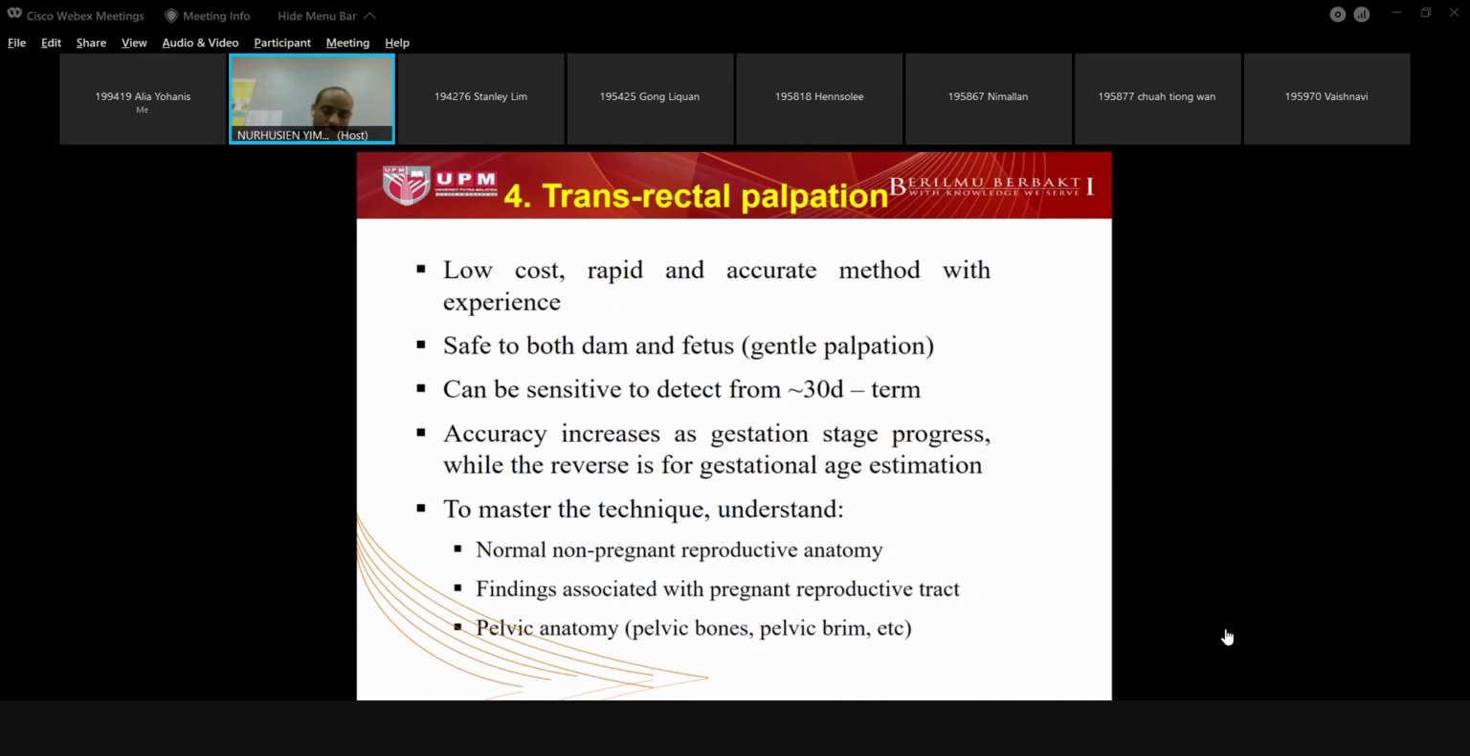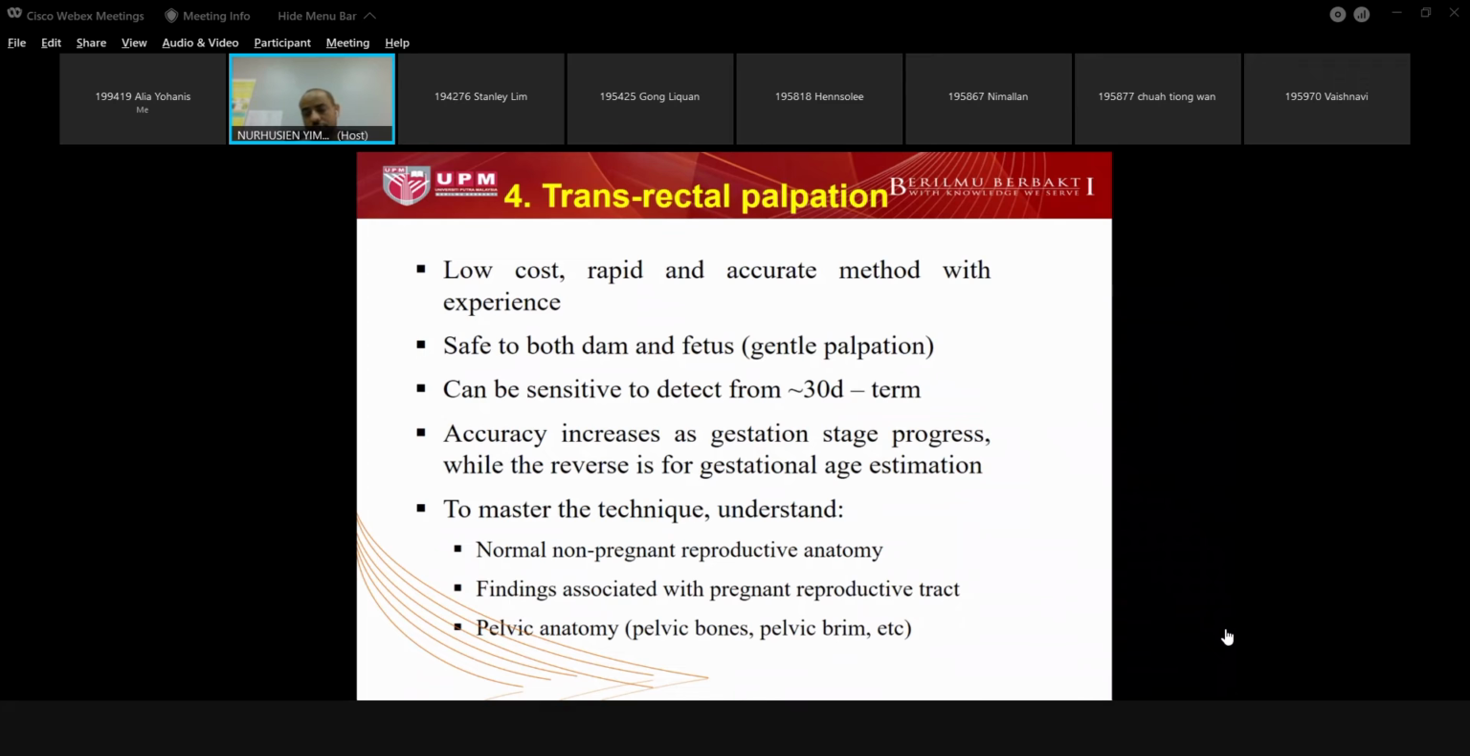And the good thing is the accuracy of using this method for pregnancy diagnosis also increases with the stage of pregnancy. So as you go up, in the midterm period or the last trimester, the accuracy of pregnancy diagnosis using this method will be higher, all right? But of course, it will be challenging when you are using this method in early stage pregnancy.